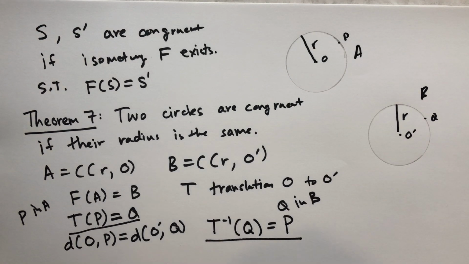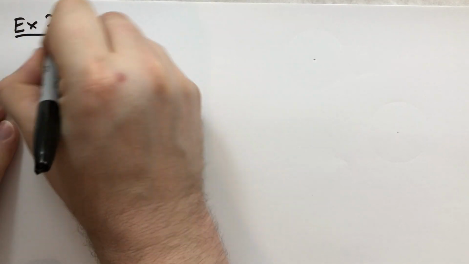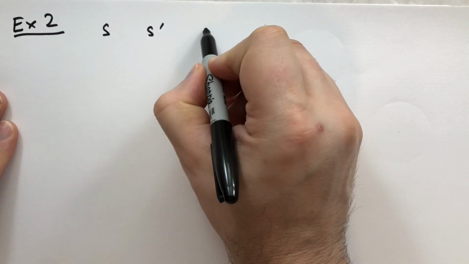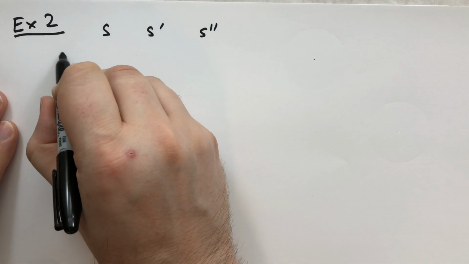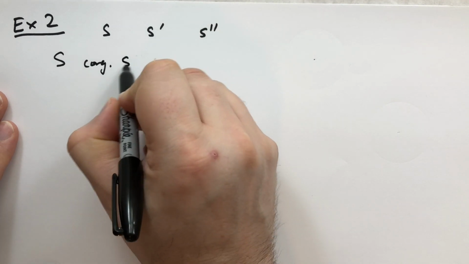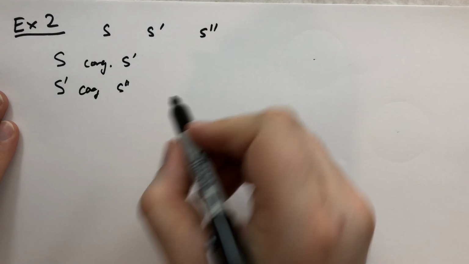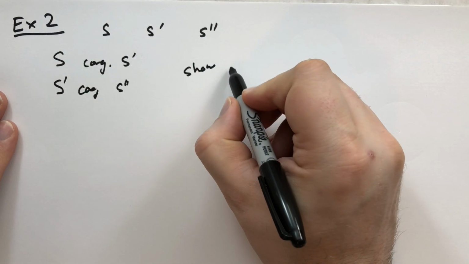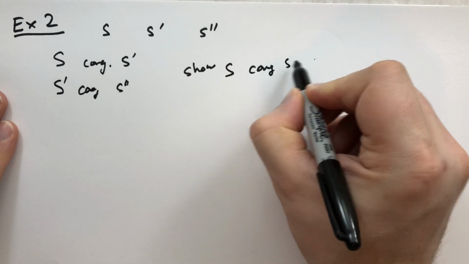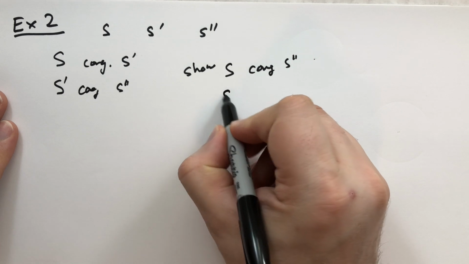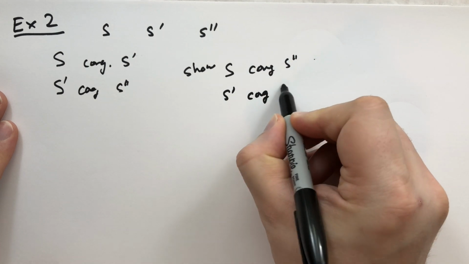There is an exercise 2 in the back of the book that he mentions again and again. And I'm not going to give away the secrets here. It's not that terribly difficult. Exercise 2 says, suppose you have three sets, S, S prime, and S double prime. And we know that S is congruent with S prime, and S prime is congruent with S double prime. It wants you to show that S is congruent with S double prime. And the other thing it wants you to show is that S prime is congruent with S.